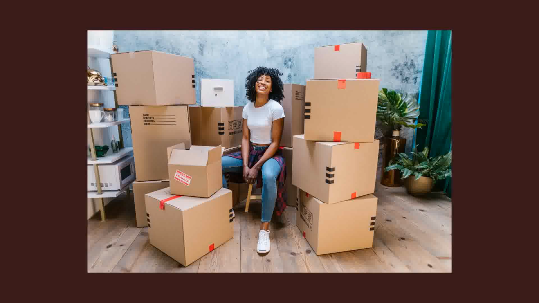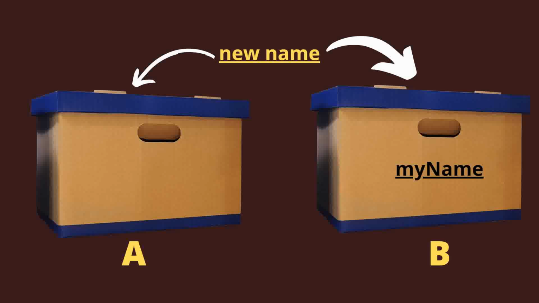Now in case you want to put another value inside the same box, what will you do? Will you write var myName is equal to inverted commas new name, or will you write myName is equal to inverted commas new name? Select option A or B and write your answer below, either A or B. You have 10 seconds for this. The clock is ticking.